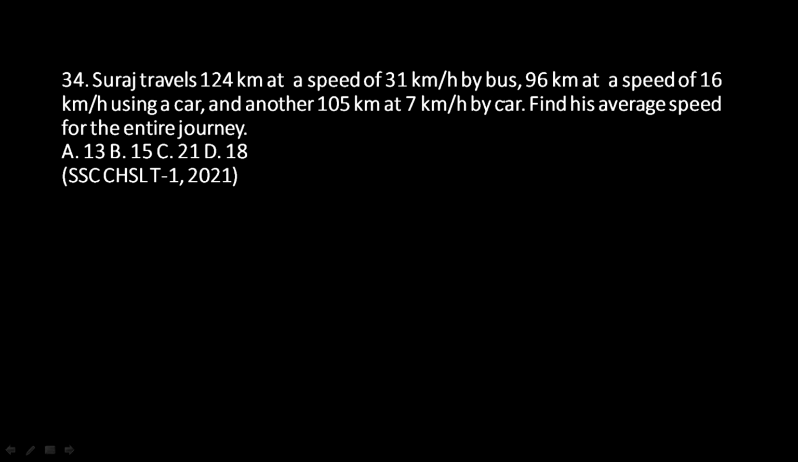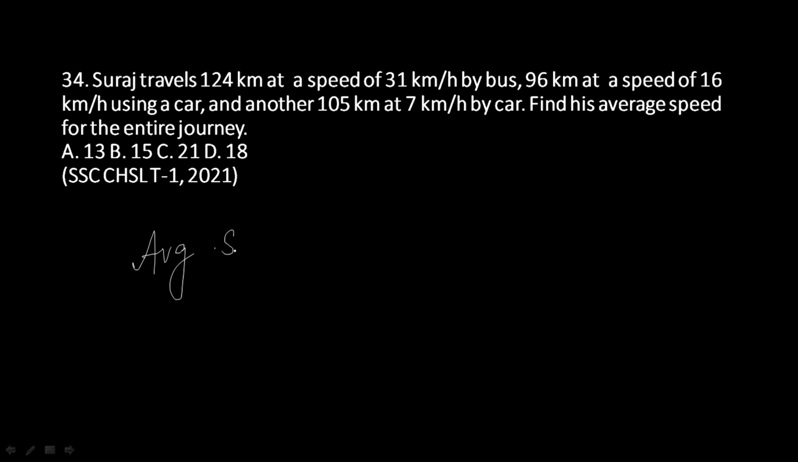Number 34. Suraj travels 124 km at a speed of 31 km per hour, and then next 96 km at a speed of 16 km per hour using a car, and another 105 km at 7 km per hour by car. Find his average speed for the entire journey. So again a same kind of question.